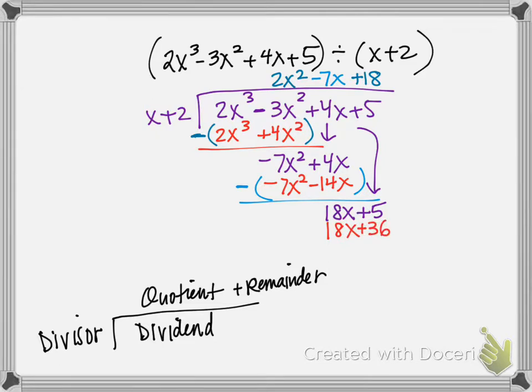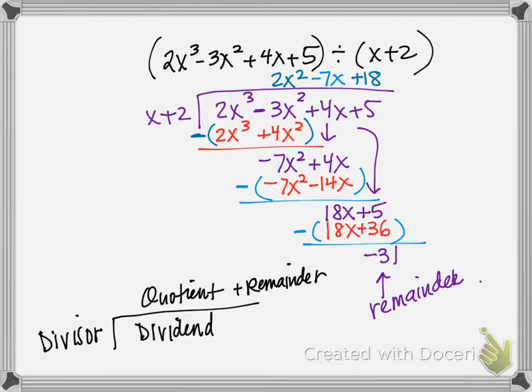We're going to be subtracting both of those. So make sure you use the subtraction symbol with each pair of like terms. 18x minus 18x is 0. And then 5, don't forget this minus, 5 minus 36 is negative 31. This becomes my remainder. And the reason I know that is because the remainder's degree is less than the degree of this term here.